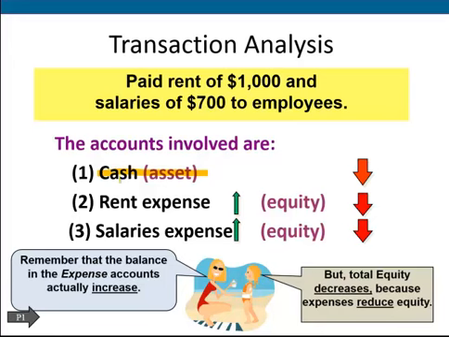So cash is going to go down. Gave cash. But what was received? Well, in this case, we've got rent and we got the employees to work for the company. Expenses are the cost of doing business. And they, in this case, are going up. But the equity goes down. Expenses make equity go down. So even though expenses are increasing, equity is not. Equity is going down because at the bottom line, net income will be going down.